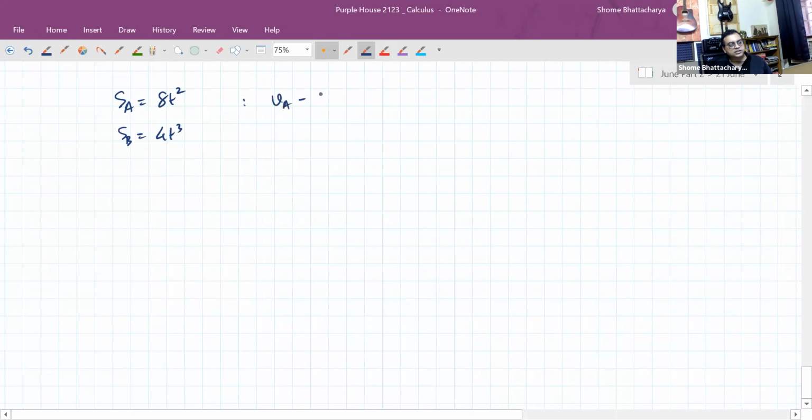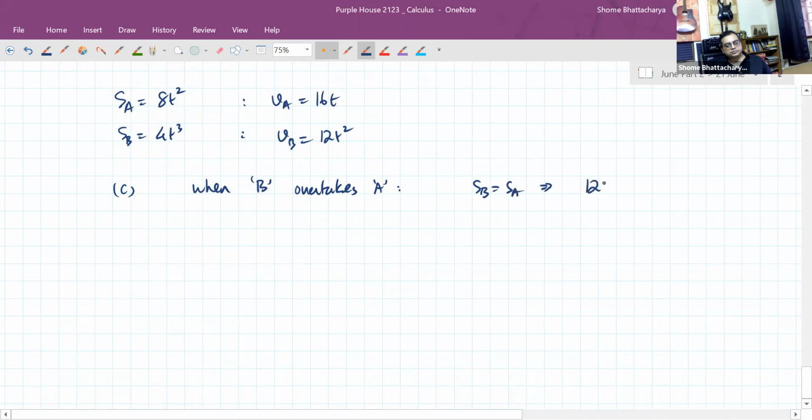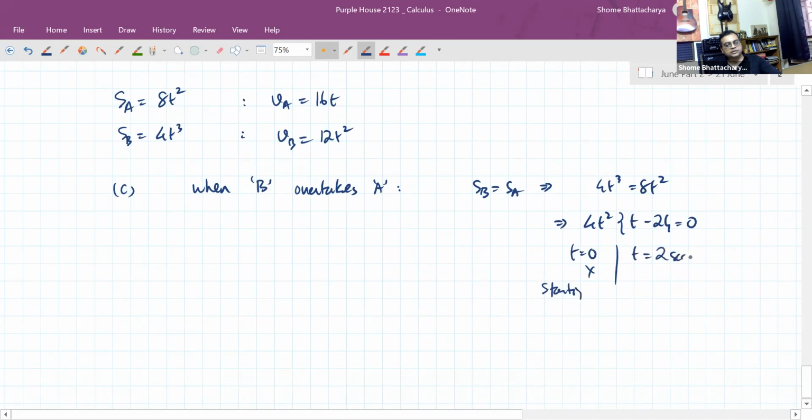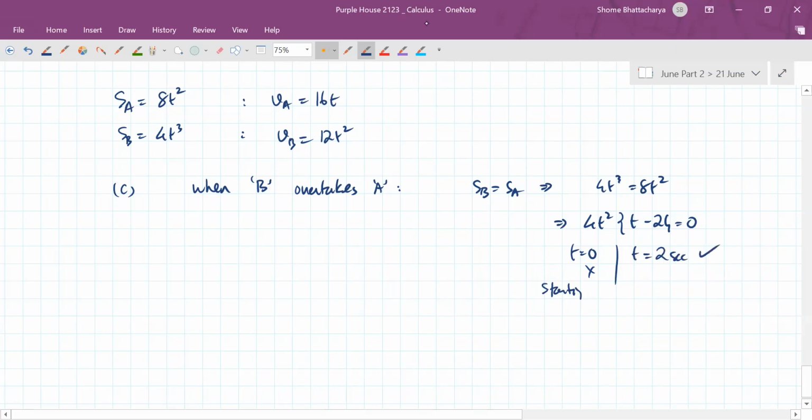So that is telling me that the instantaneous velocity or speed of this one, and this one is 12t square. So for example, for the C part, we have to find when B overtakes A. So basically, t equal to 0 we won't take because that was the starting point, and t equal to 2 seconds. So that is the time when B overtakes A.